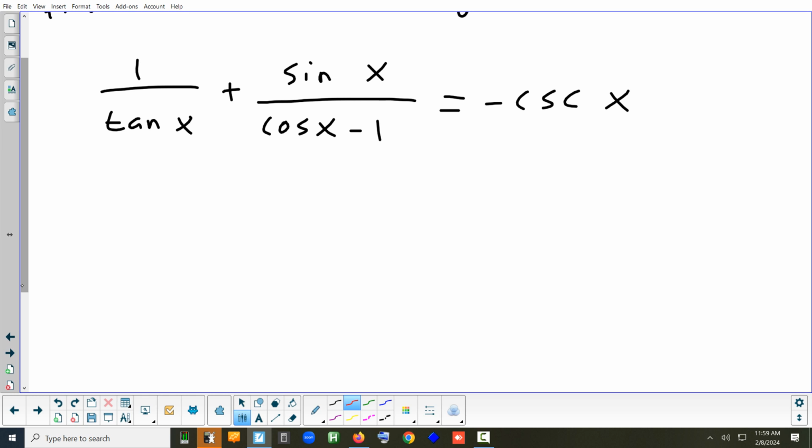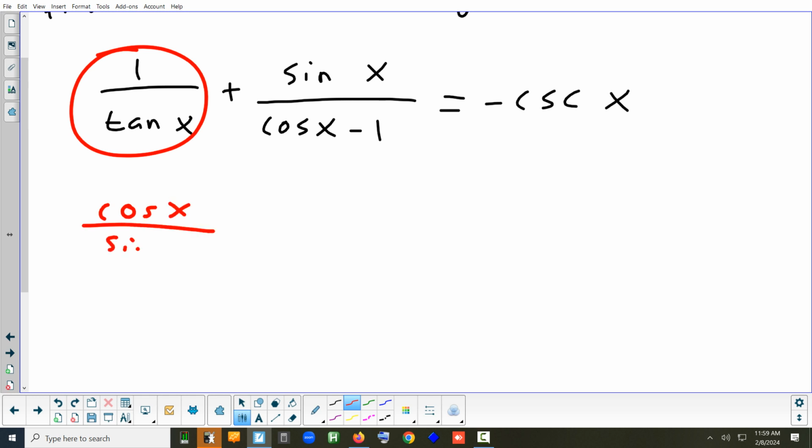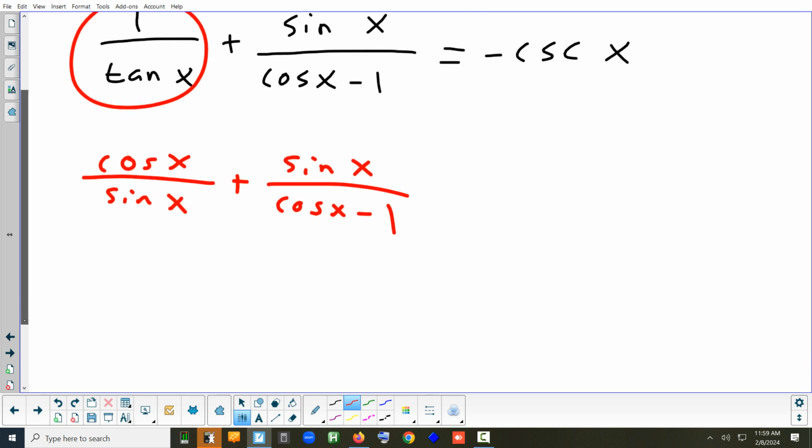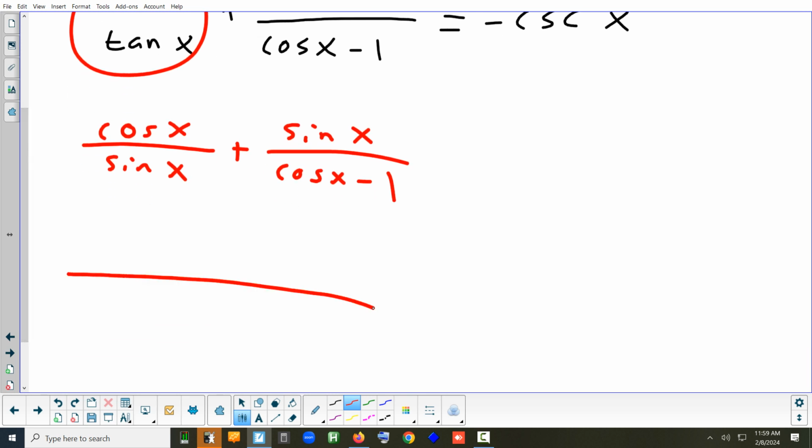Okay, so 1 over tangent. What trig function is that when you flip the tangent? Cotangent. Well, cotangent is cosine over sine plus sine over cosine minus 1. Then can we find a common denominator? We could try finding a common denominator and hopefully good things happen. So the common denominator is the product of the 2 that you have: sine times cosine minus 1.